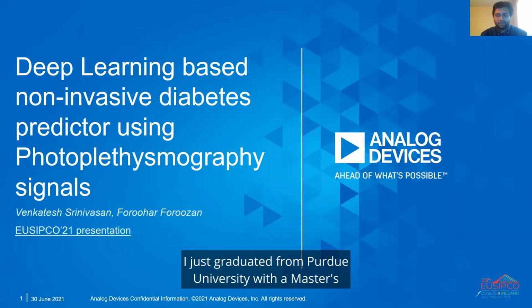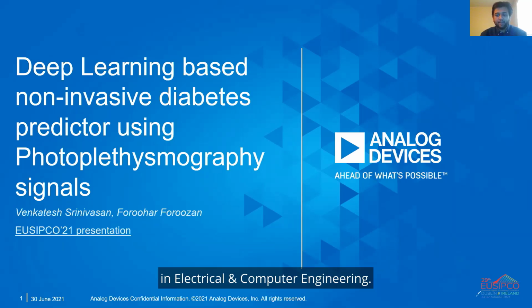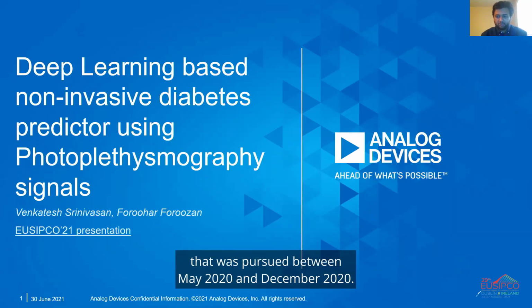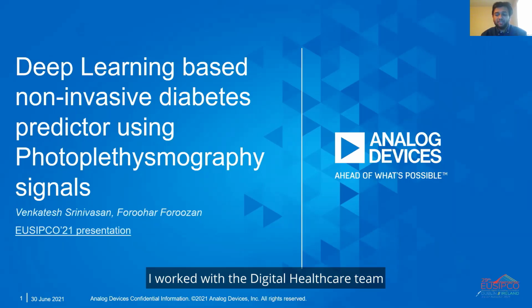I just graduated from Purdue University with a master's in electrical and computer engineering. This is my internship work at Analog Devices that was pursued between May 2020 and December 2020. I worked with the digital healthcare team under the guidance of Foroozan, the co-author of this publication.